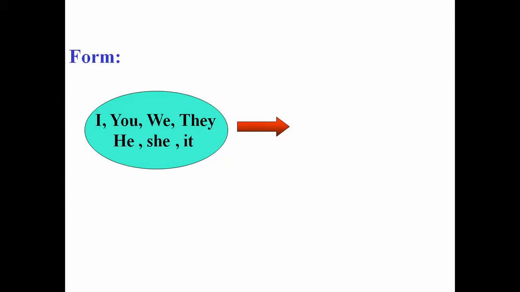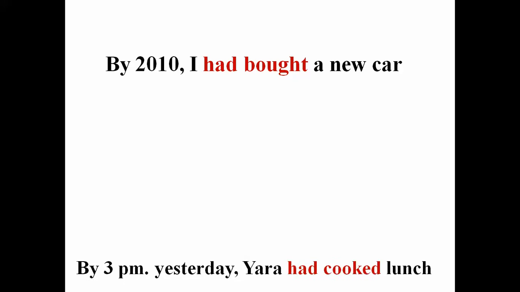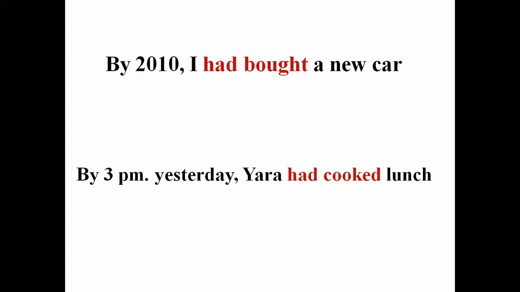About the form of past perfect, it consists of the subject plus had plus past participle. For example, by 2010 I had bought a new car. By 3 p.m. yesterday, Yara had cooked lunch.